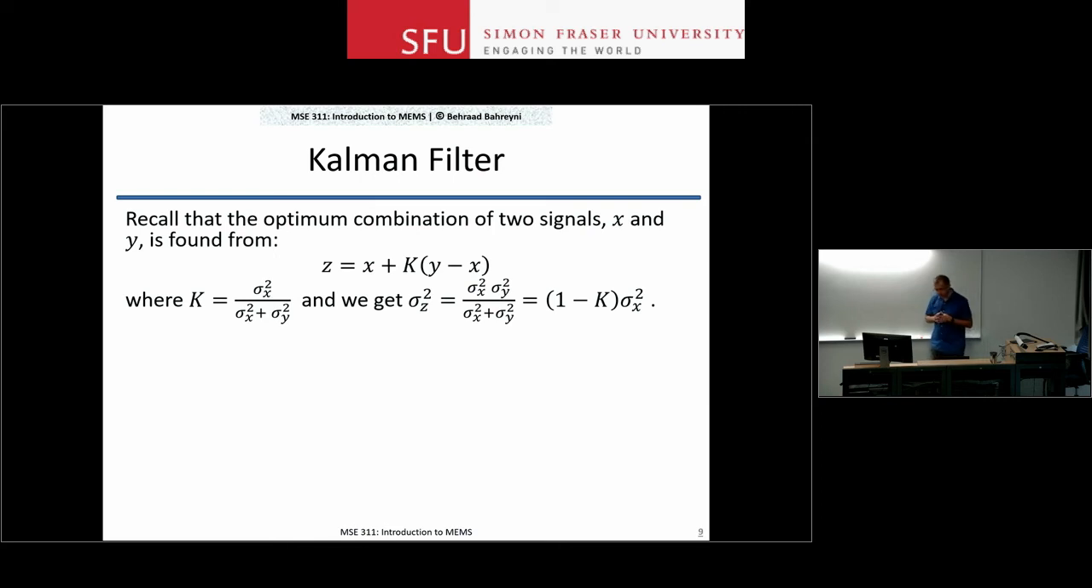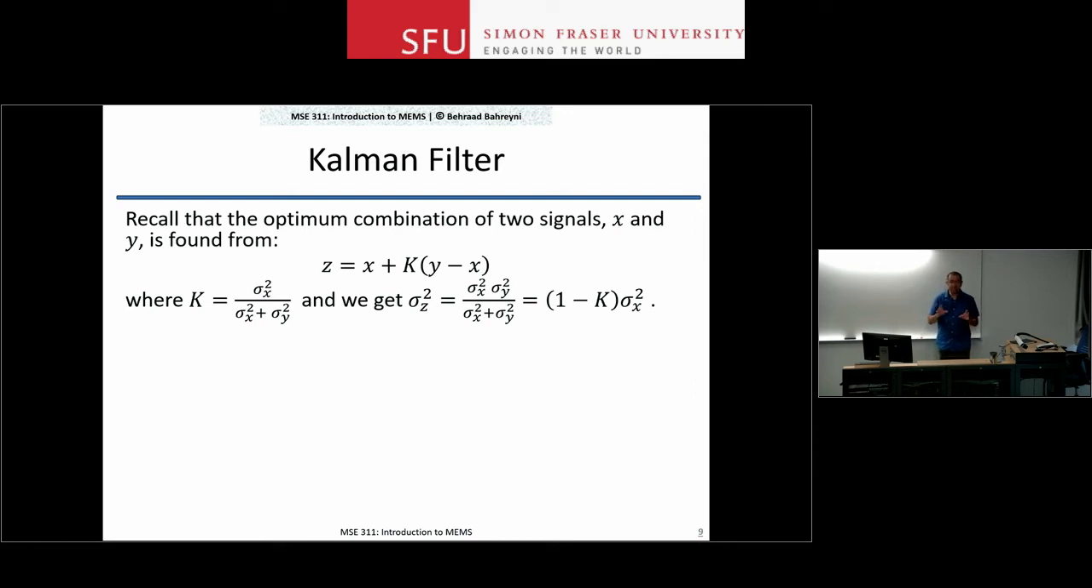Now, recall that if you had two sensors, X and Y, and we want to optimally combine them, this is how we got the best combination. It was X plus some K times (Y minus X). Y and X are two measurements from the two sensors. And the value of K was given by the expression shown here: the variance of X over the variance of X plus Y.